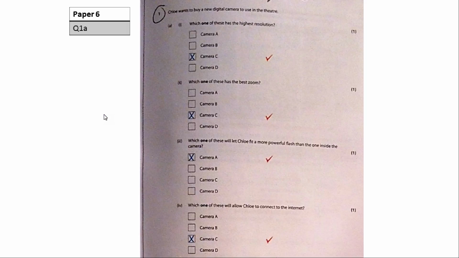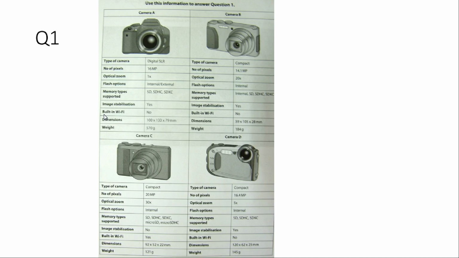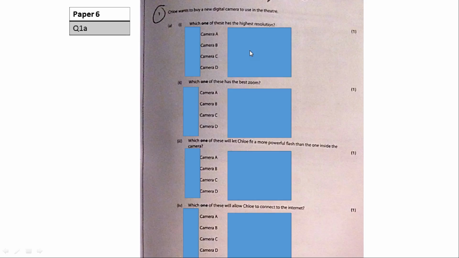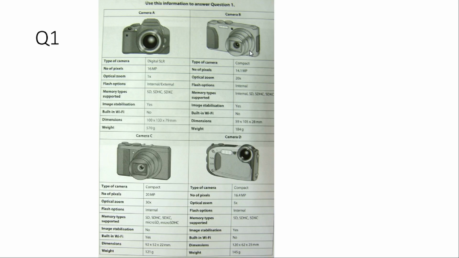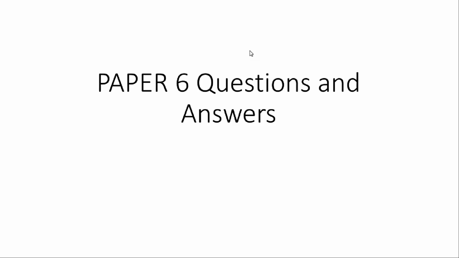So the answer to the first one, the resolution, was camera C. If we go back to camera C, 20 MP, that's got the highest resolution in megapixels, compared with 16.4. Pretty easy stuff. Best zoom, let's go back and have a look. Zoom is 1 times, 20 times, 30 times, and 5 times. So again, C, easy stuff.